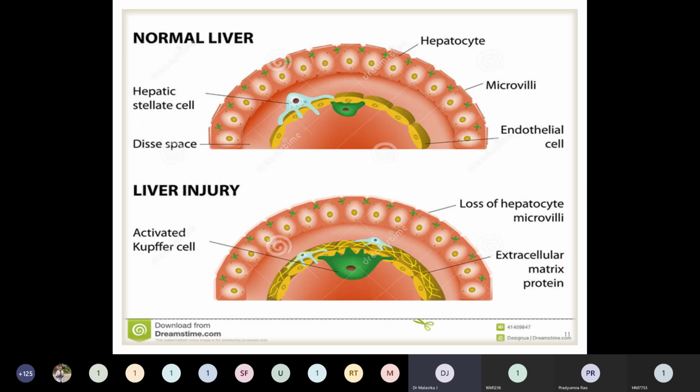This picture shows a normal liver. The normal liver consists of hepatocytes, and you can see microvilli here, this is the endothelial lining, and this is a hepatic stellate cell. When there is a liver injury, there will be an activation of the Kupffer cells and a loss of hepatocyte microvilli. So there is no microvilli as such, and there is an increased extracellular matrix protein.